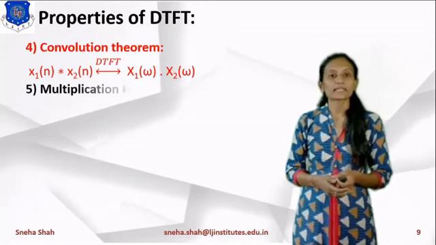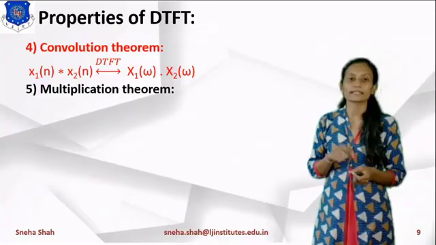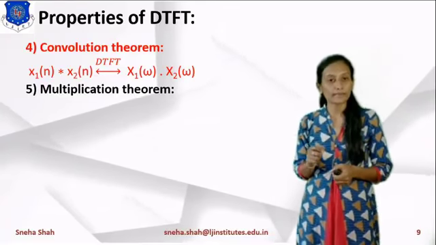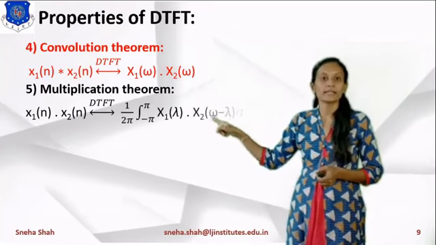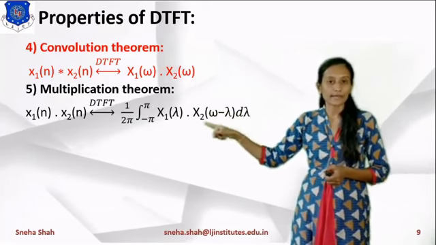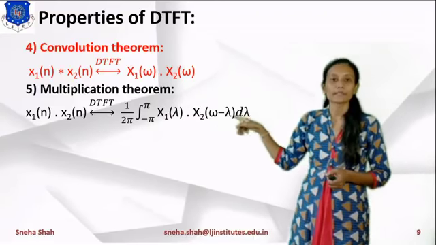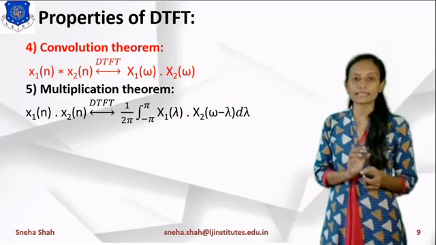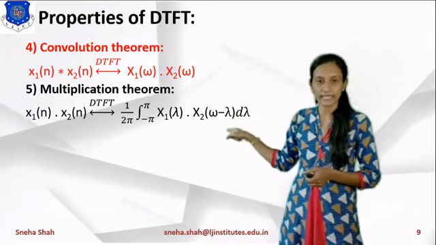In the same way, the next property is the multiplication theorem. If we multiply two signals in the time domain, then corresponding to it in the frequency domain is the convolution of them. So the multiplication theorem will be represented as x1 of n into x2 of n, DTFT of it equals 1 upon 2 pi integration from minus pi to pi x1 of lambda into x2 of omega minus lambda d lambda. So by using this equation, we can say that if two signals are multiplied in the time domain, then corresponding to it in the frequency domain is the convolution of them.